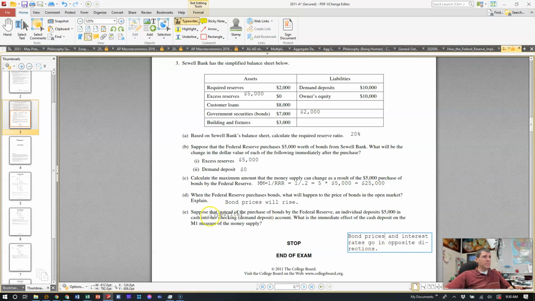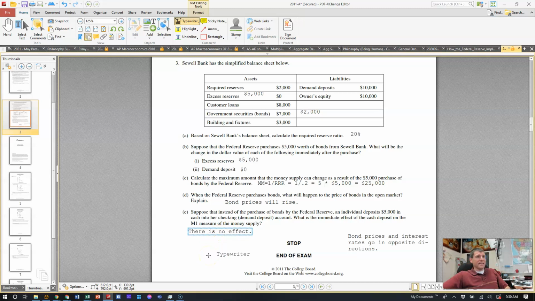Okay. E, suppose that instead of the purchase of bonds by the Federal Reserve, an individual deposits $5,000 of cash into her checking account, demand deposit account. What is the immediate effect of the cash deposit on the M1 measure of the money supply? The answer is there is no effect. They like to try to trick you with this question sometimes.